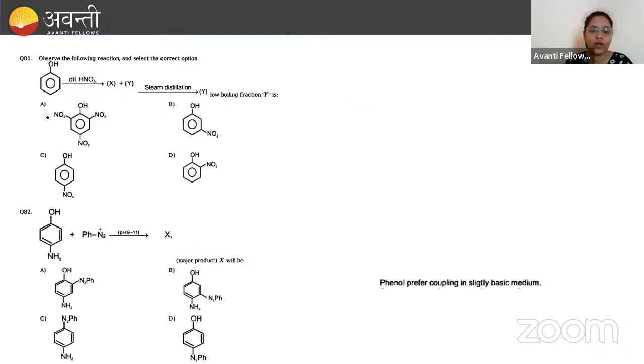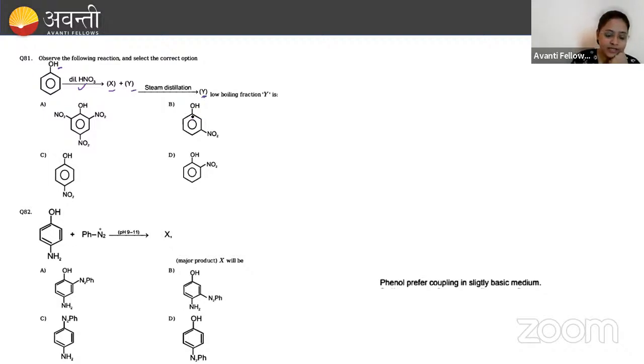Next, observe the following and select the correct option. Here the reaction is of phenol with dilute HNO3. We are getting X plus Y. Steam distillation is happening and we are getting Y, that is the low boiling fraction Y. What is that Y fraction?